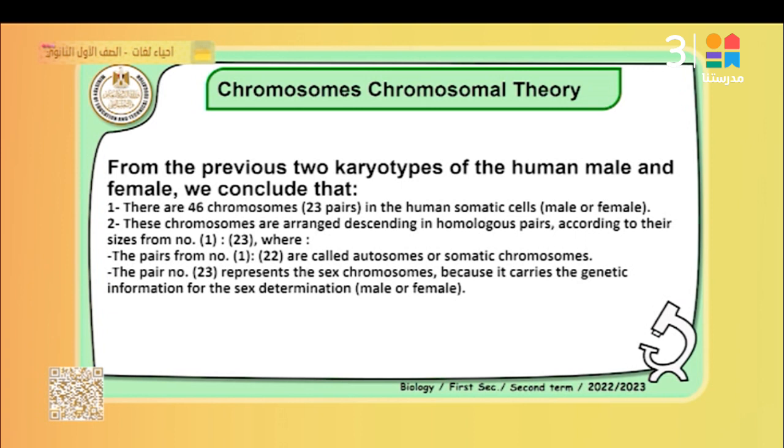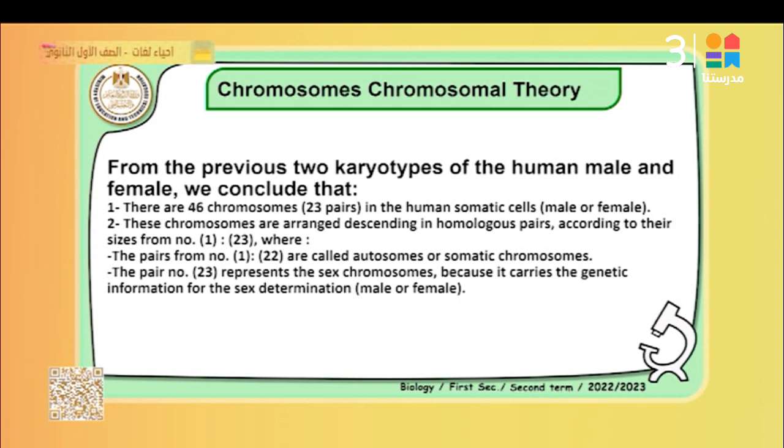From the previous two karyotypes of the human male and female, we conclude that there are 46 chromosomes, 23 pairs, in human somatic cells, male or female. These chromosomes are arranged descendingly in homologous pairs. That means that somatic cells contain homologous pairs of chromosomes according to their size, from pair number 1 reaching to pair number 23.